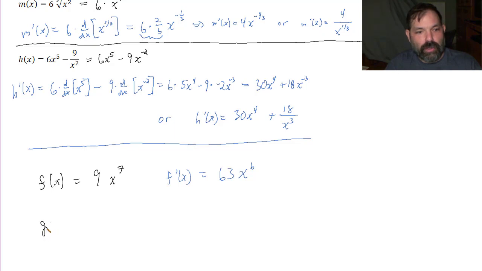If the function, let's just call it g of x, was 12x to the -4th, then the derivative would be 12 times -4, -48, x to the -5th.